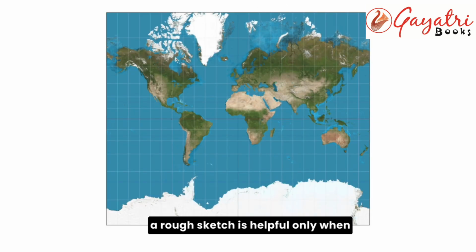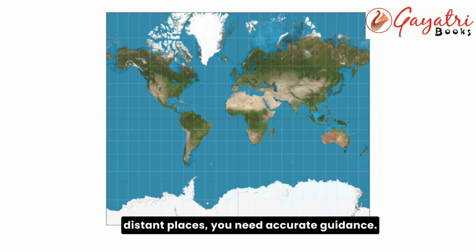Maps. A rough sketch is helpful only when you do not have to go far. But when you have to travel to distant places, you need accurate guidance. Maps were invented for this purpose only. These show directions in relation to the sun.